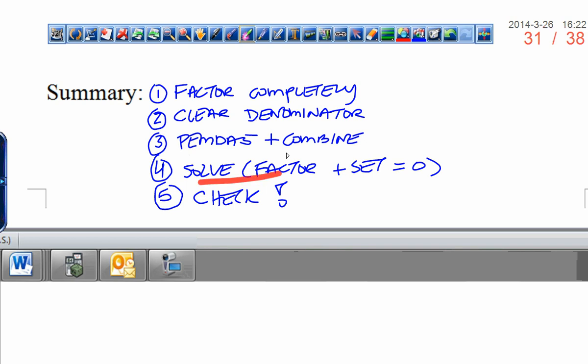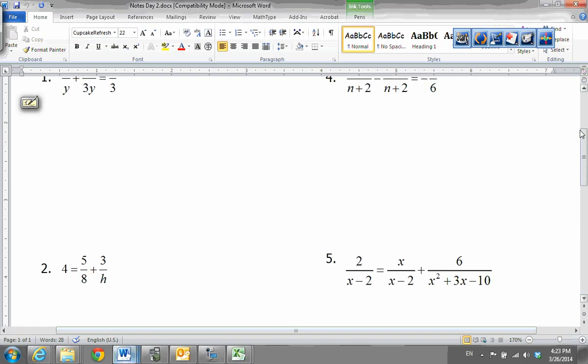Next thing is solving. That means we're going to have to factor. Sometimes you're going to have to get x squareds on either side. And then we're going to set everything equal to 0 once we get everything by itself. And the last thing we're going to do is check. We need to check our work and make sure we don't have any of those extraneous solutions. Okay, let's go ahead and start with number 1.